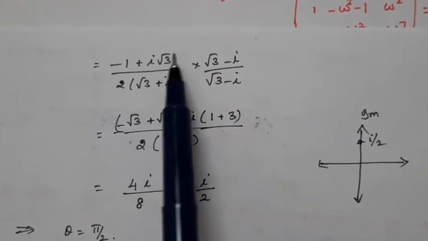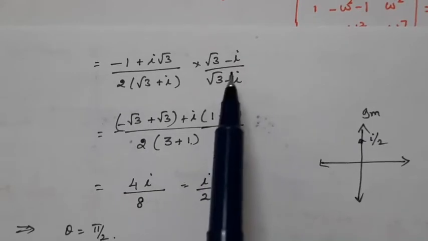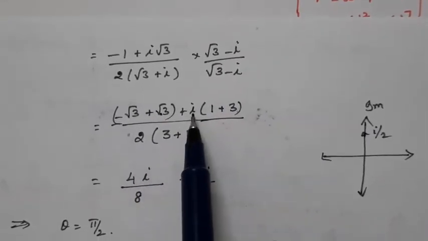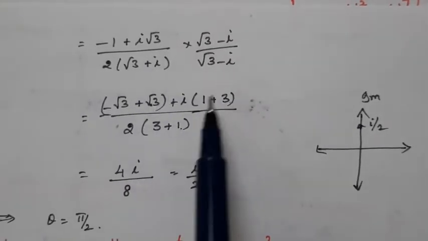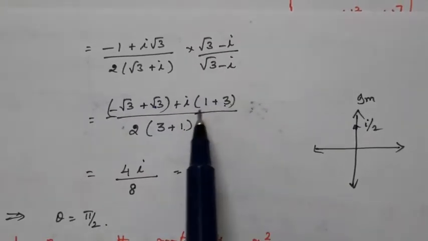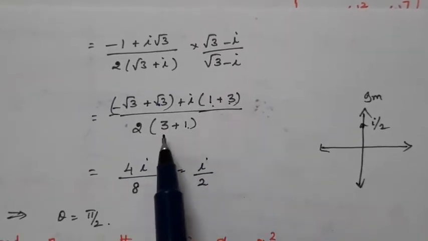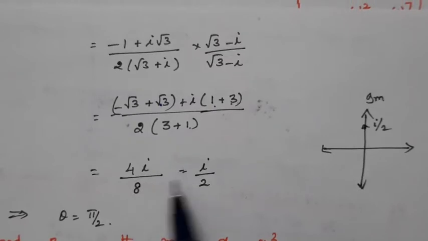Then minus imaginary into imaginary, root 3 into minus 1 is minus root 3. So again, we already have 1 minus, so it will become plus root 3, plus i into root 3 into root 3 is 3, and minus 1 into minus 1 is plus 1. So minus root 3 and root 3 get cancelled. We have 4i divided by 8. That is again i by 2.